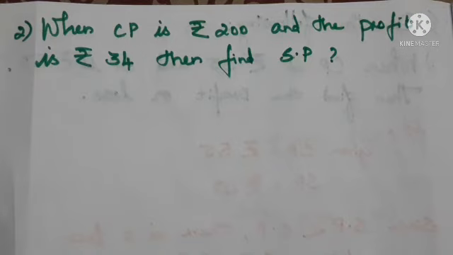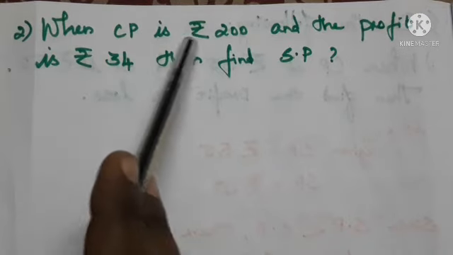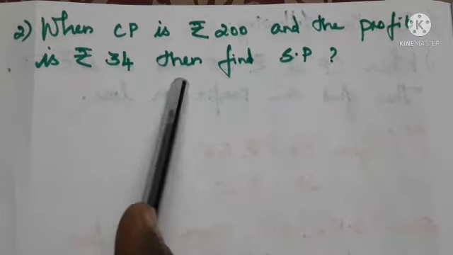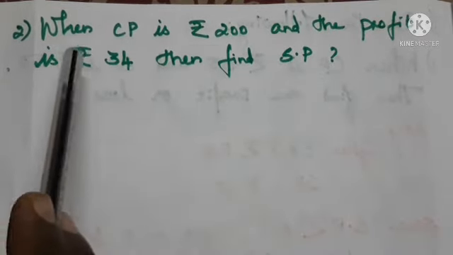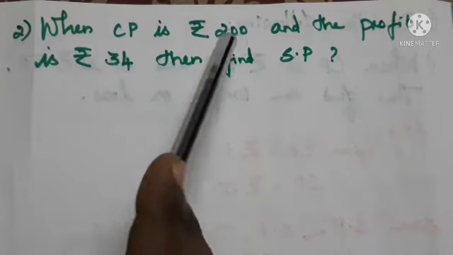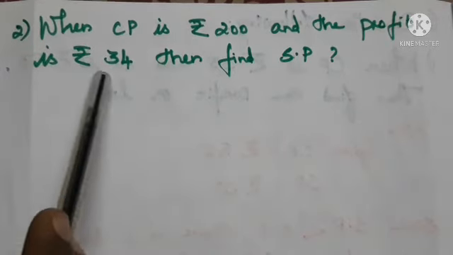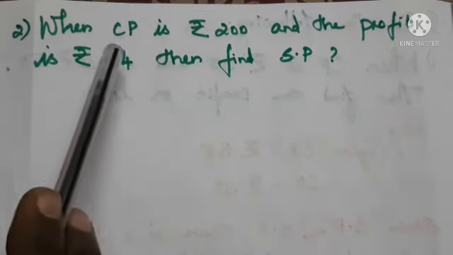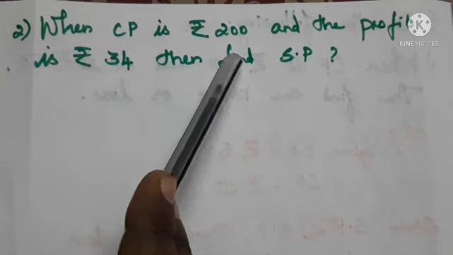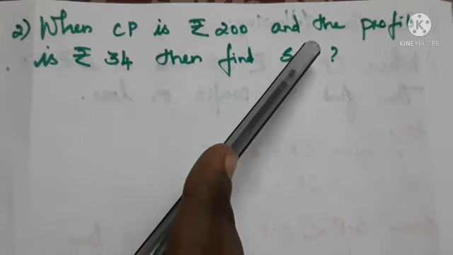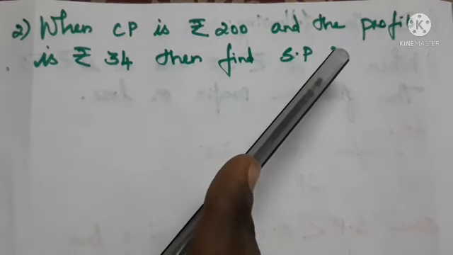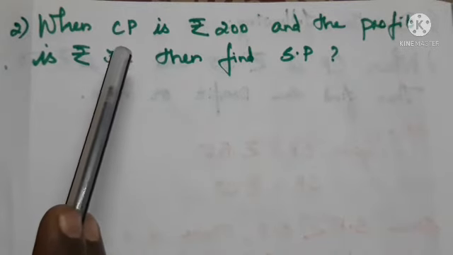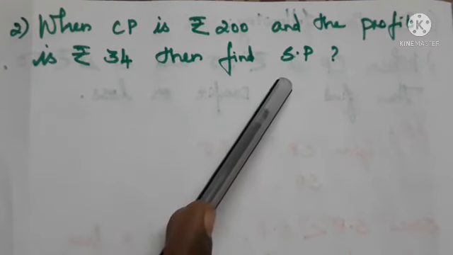So children, the second problem we have: when CP is rupees 200 and the profit is rupees 34, then find SP. In this question they have given the cost price as rupees 200, and they got a profit of rupees 34. We have to find out the selling price, that is SP.